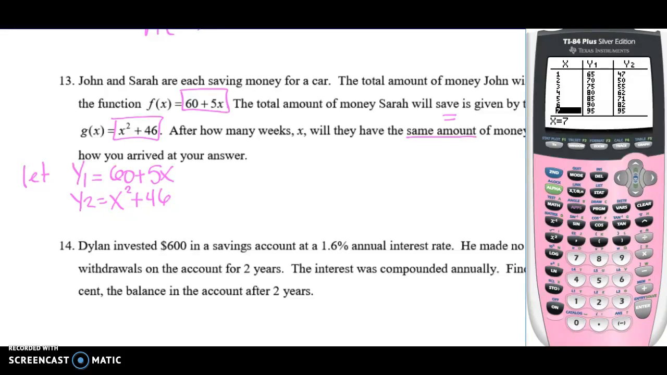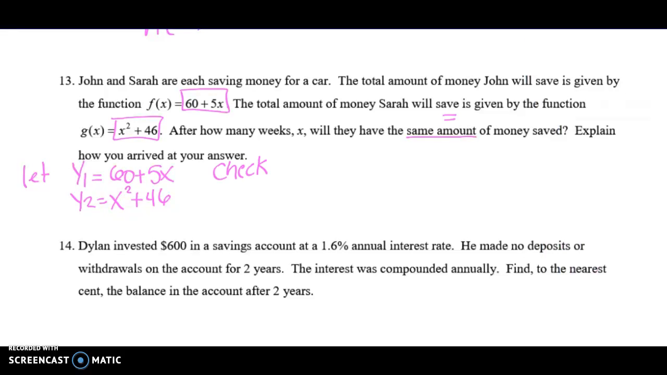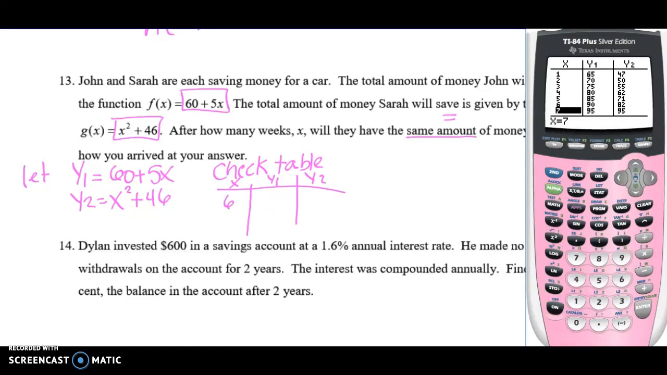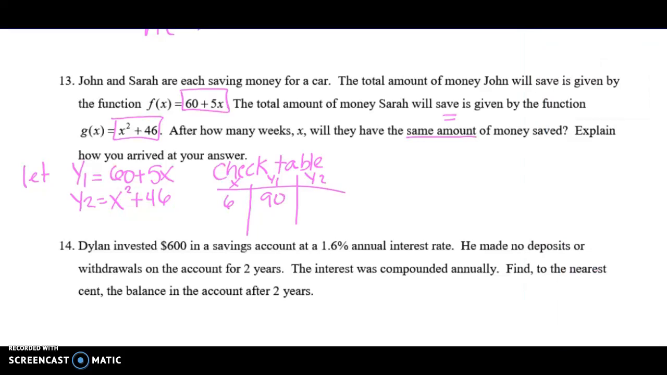So from here, I'm checking the table. And I'm just going to copy a couple of values out. So when x is 6, y1 says 90, y2 says 82. And then when x is 7, they both say 95. And so from there, I determined that it was 7 weeks. And that's enough to have found the answer and explained how I arrived there.